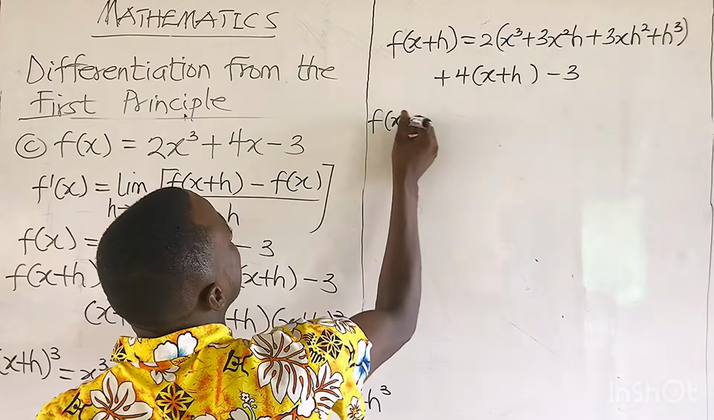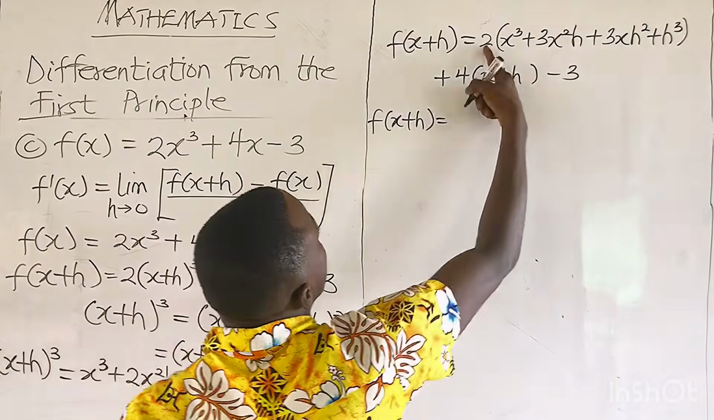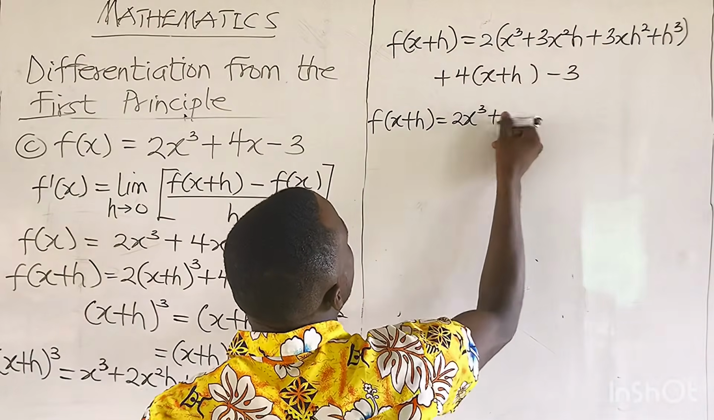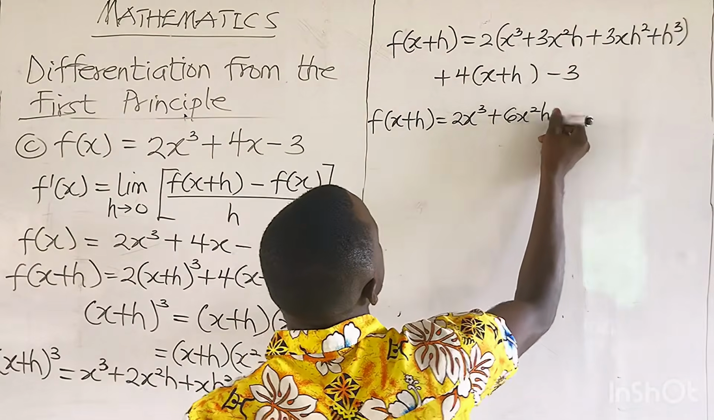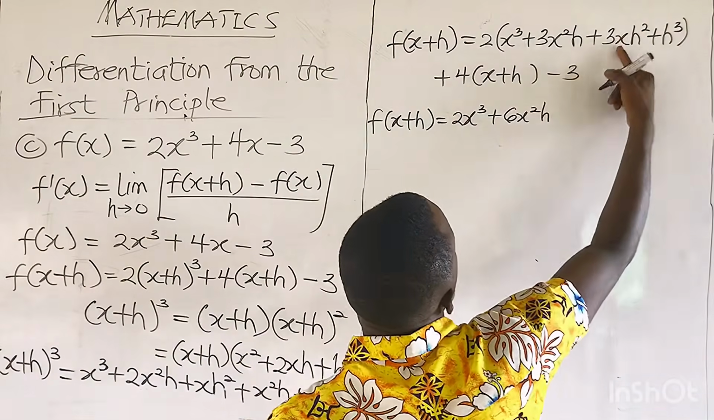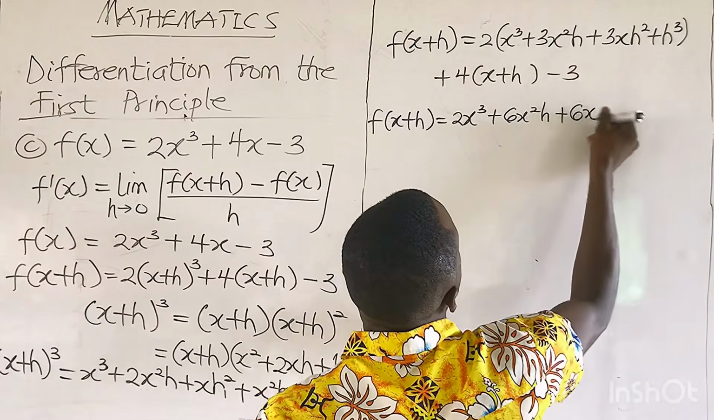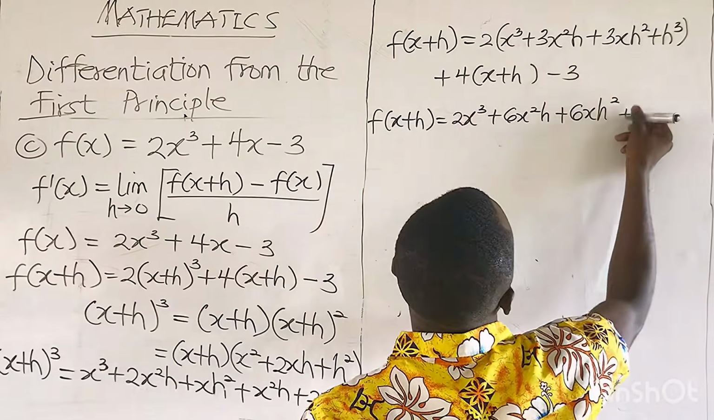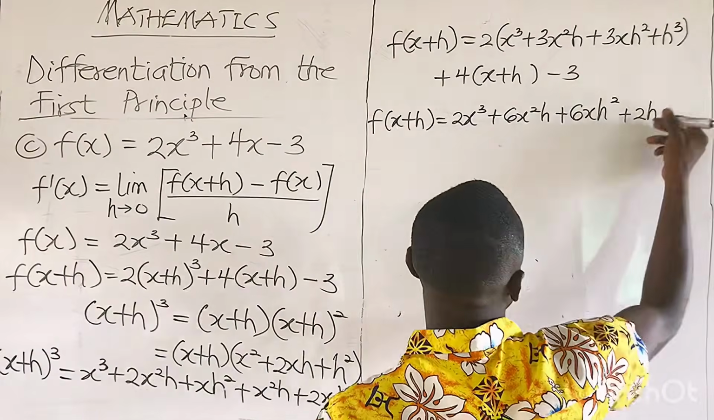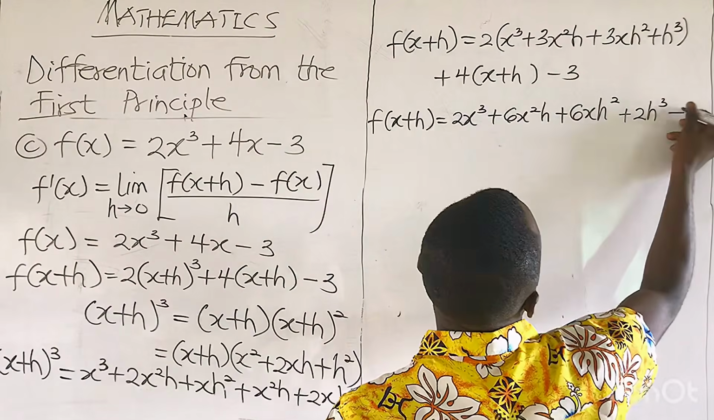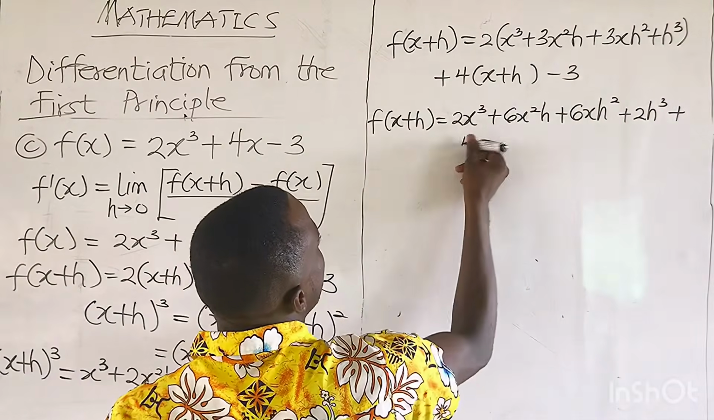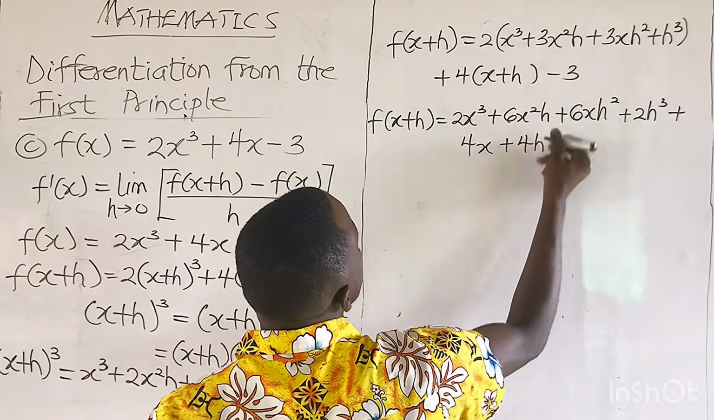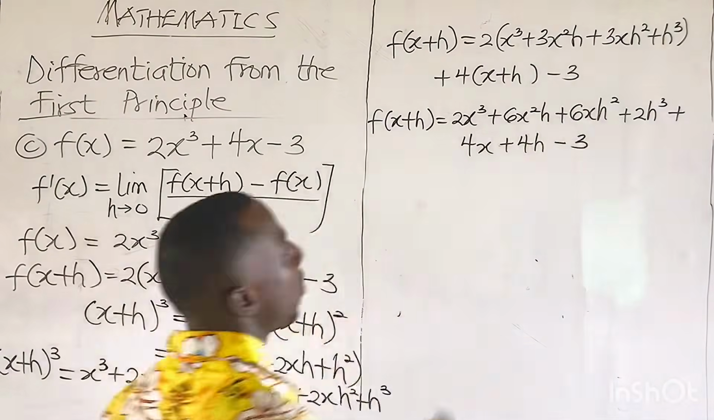So f of x plus h is going to be this by that. I have 2x cubed, 2 by this. I have 6x squared h, 2 times 3x squared h. I have 6xh squared. 2 times h cubed, I have 2h cubed plus 4 times x, I have 4x. 4 times h, I have 4h. Then my minus 3 will come.